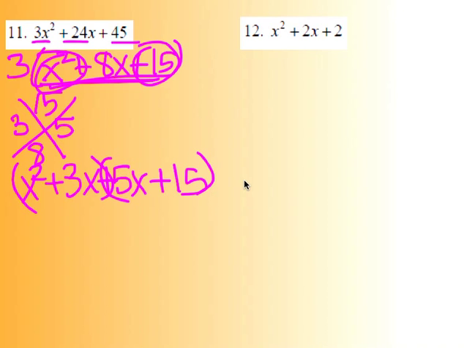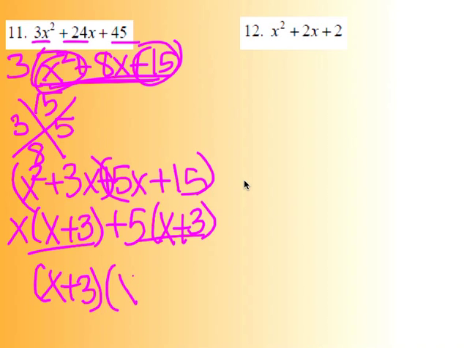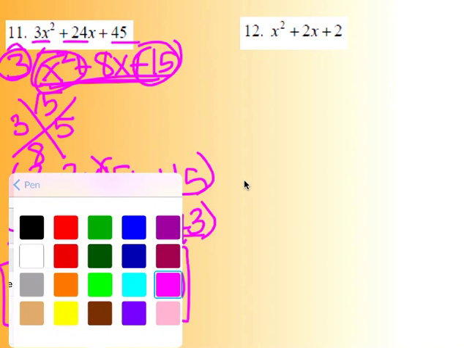So between x squared plus 3x, you're going to get an x, and then you're left with x plus 3. Between 5x and 15, you could take out a 5, and then you're left with x plus 3. So my leftovers are matching, so I'm going to write those in one of the parentheses. And then I'm going to write the other parenthesis, which is x plus 5. So my greatest common factor is 3, so I need to make sure I write that on the outside. So that's my final answer for number 11.